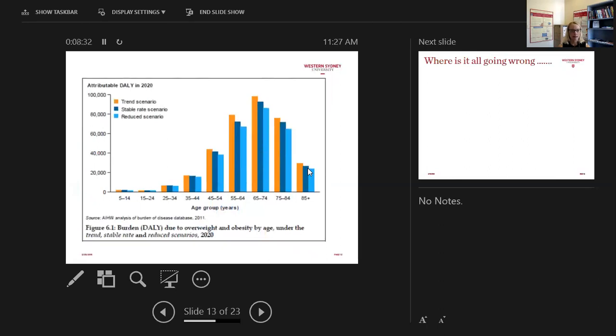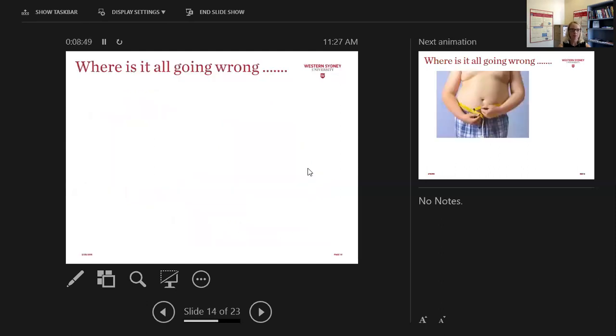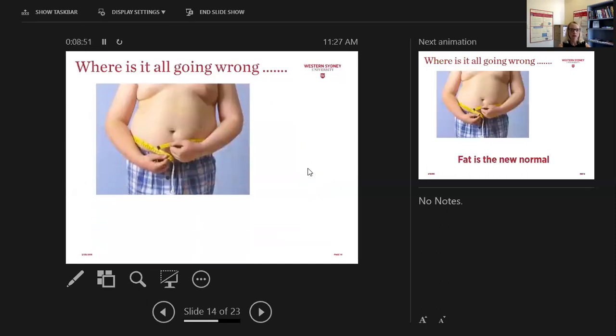Again, this is looking at, like I said, that disability and that burden, but it's looking at obesity and overweight with age, and we can really see it starting to creep in those earlier years, not just in the later years. So where is it all going wrong?